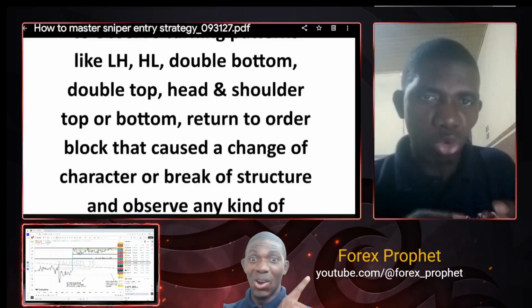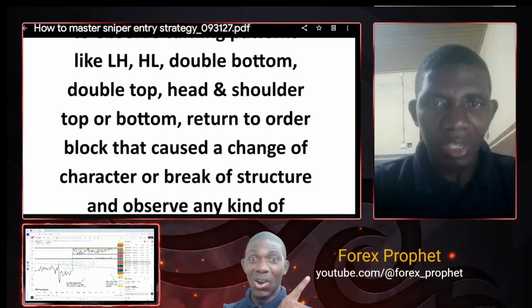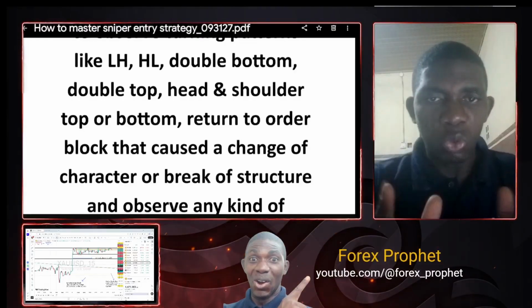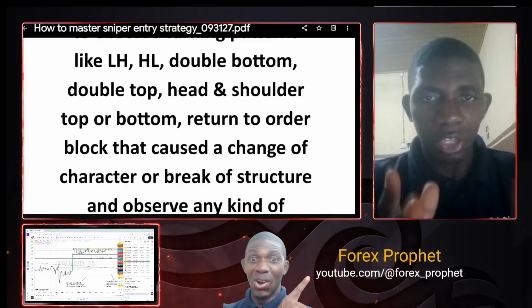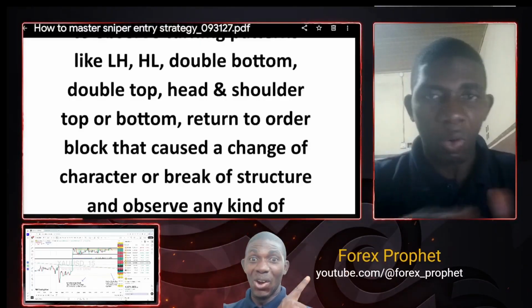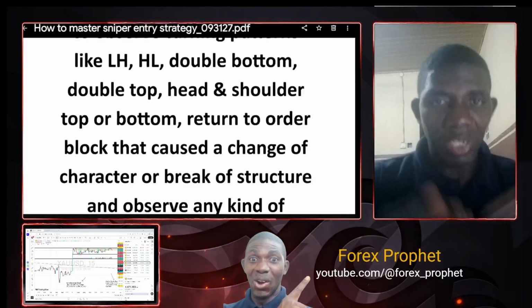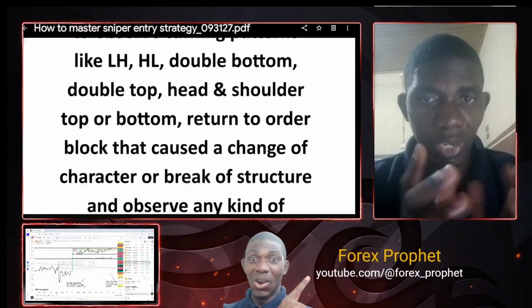What you want to see is a turn to go back so that you can take a buy. So what you do now is look for higher low, higher low. You want to check for higher low. You want to check for a double bottom, triple bottom, or any of those things, or head and shoulder bottom, because you want to take a buy. That's what you'll be looking out for.